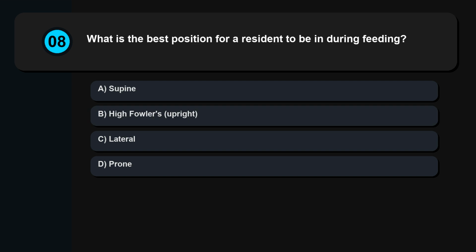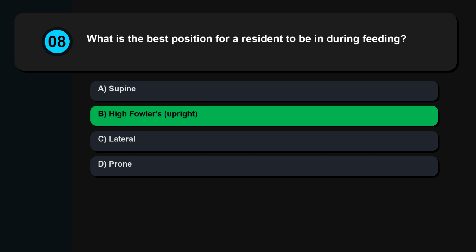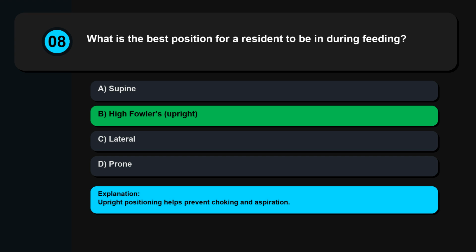Question 8. What is the best position for a resident to be in during feeding? Supine, high Fowler's, upright, lateral, prone. Upright positioning helps prevent choking and aspiration.